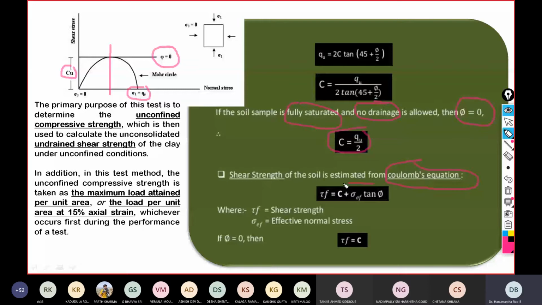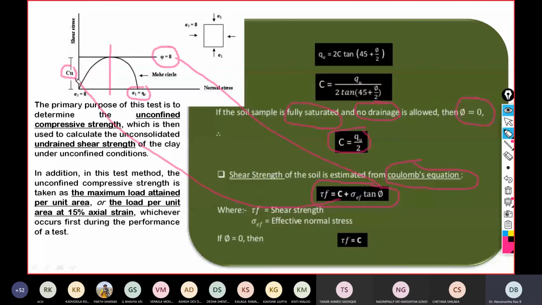This Coulomb's equation is nothing but tau f equals c plus sigma tan phi. Here tau f is the shear strength of a soil sample, c is the cohesion, sigma is the normal stress applied on the soil sample, and phi is the angle of internal friction. Phi is this one and c is this one. Now try to understand.